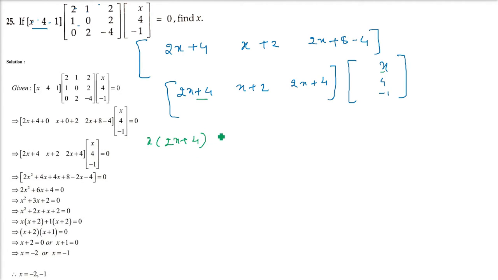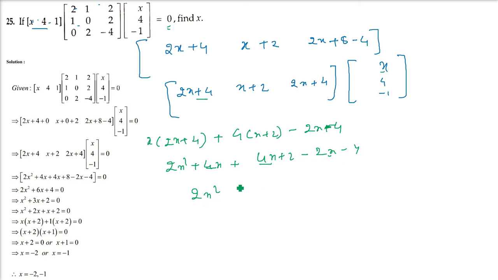And then we have 4, x plus 2, and then we have negative 2x plus 4, 2x minus 4, because it is negative. 2x square plus 4x and this value, then we have minus 2x minus 4. So we get 2x square, 4x plus 2x is 6x, minus 2... and this is, as I said, it's going to be 4. How is it going to be 4? 4 into 2 is 8, that's what we need to change. 8 minus 4 is 4. So let us divide both sides by 2. You get x square plus 3x plus 2 equals 0.